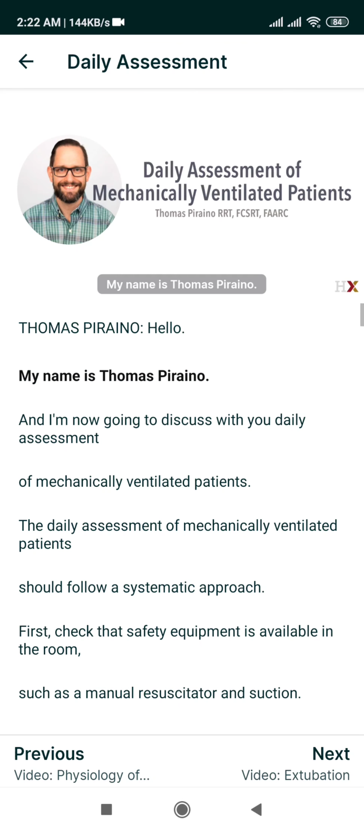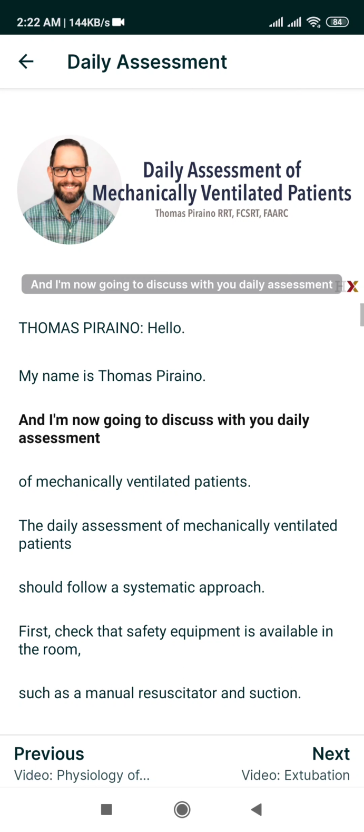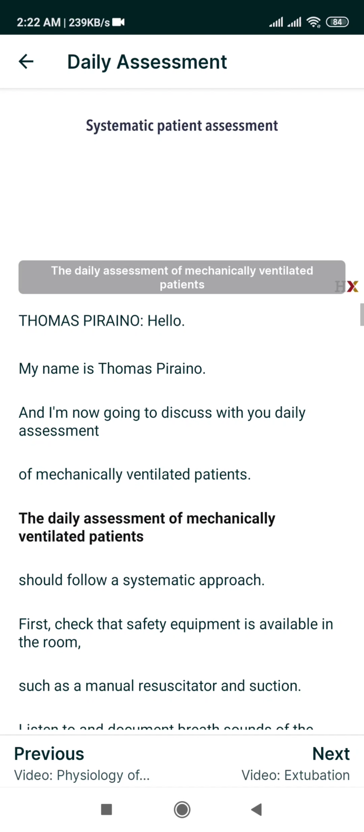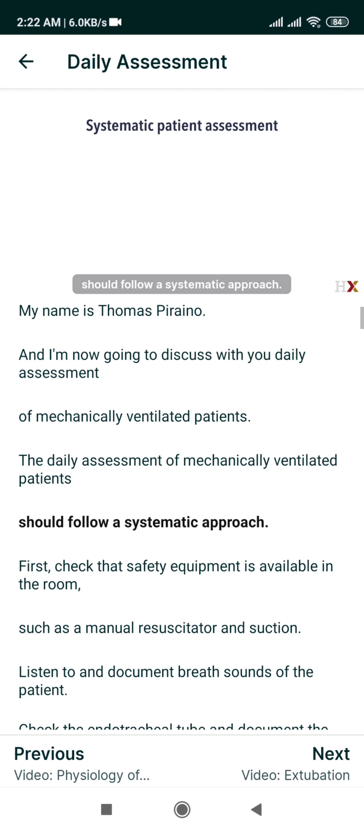Hello, my name is Thomas Prano, and I'm now going to discuss with you daily assessment of mechanically ventilated patients. The daily assessment of mechanically ventilated patients should follow a systematic approach.